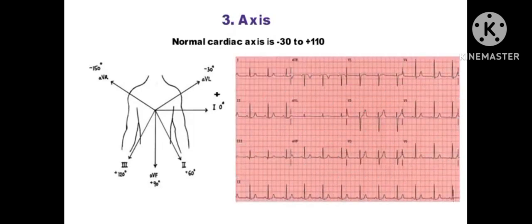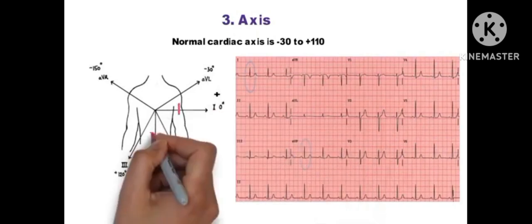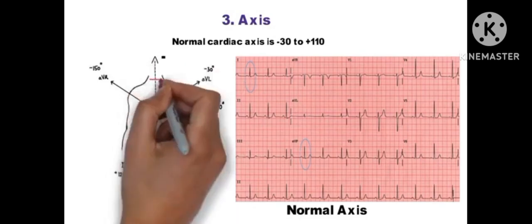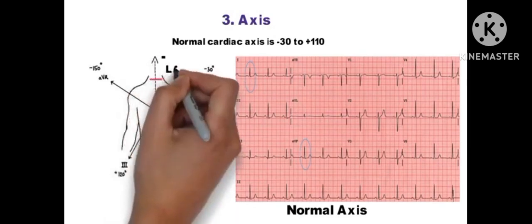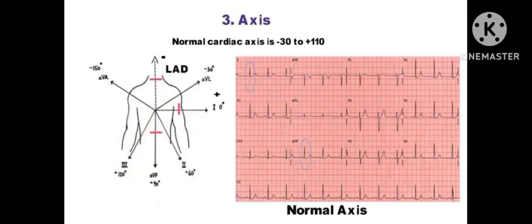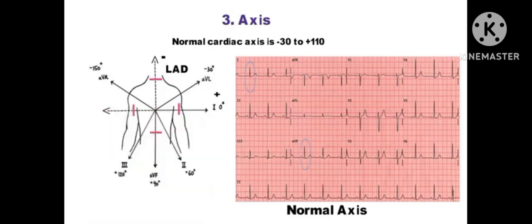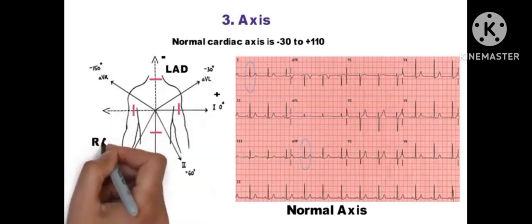In this ECG, the net QRS complex in lead 1 and in AVF are positive. So if we plot these positive deflections on this diagram, we will get a vector in the normal cardiac axis range. So this is a normal axis ECG. And if the net QRS is positive in lead 1 and negative in AVF, the net vector will be in the left axis deviation range. Lead 2 will also be negative in left axis deviation.